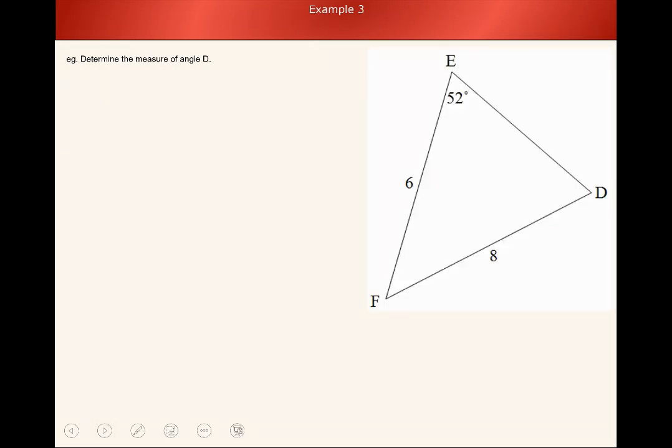Let's try this one. Determine the measure of angle D. So that's right here. I want to figure out what that angle is. Now when I'm finding the angle, I want to reverse the formula. I want to go, okay, so sine angle D over side D is equal to, do I know another combination? Yes, E and E. So it's going to be sine of angle E over side E.